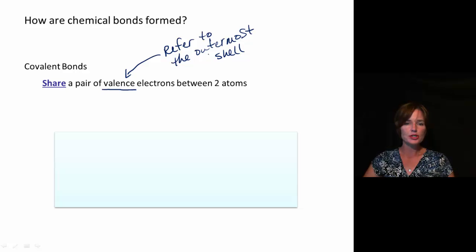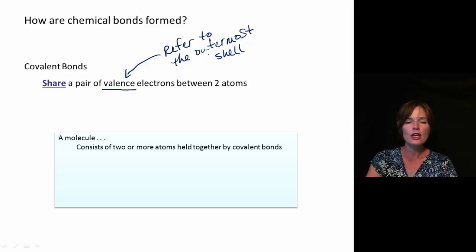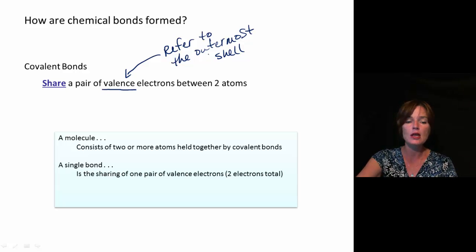Okay, so when atoms share electrons with each other, they form that covalent bond, and we have different types of covalent bonds depending on how many electrons they are sharing with each other. We call the structure that we get at the end a molecule. A molecule is two or more atoms that are sharing electrons with each other, or in other words, are held together by covalent bonds.